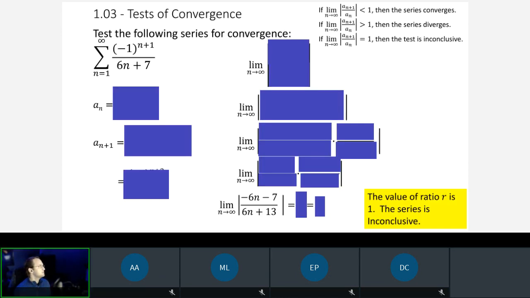All right. Hey, we got the test of convergence. Test the following series for convergence. Now, Chloe asked me earlier, how do we know when we do the ratio test? Well, here you go.